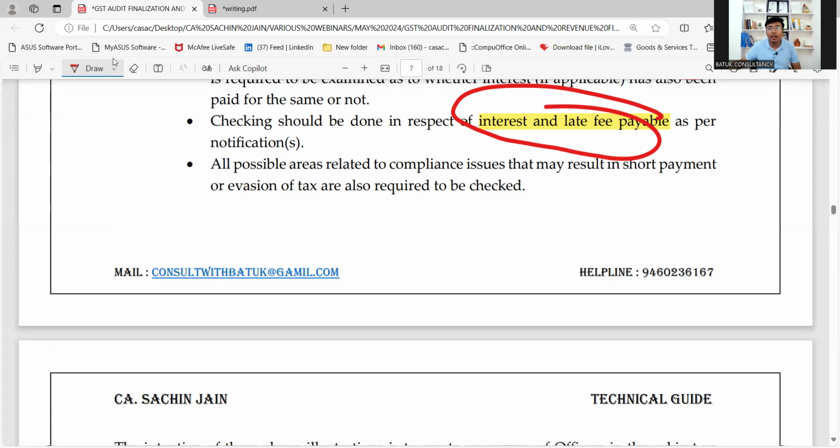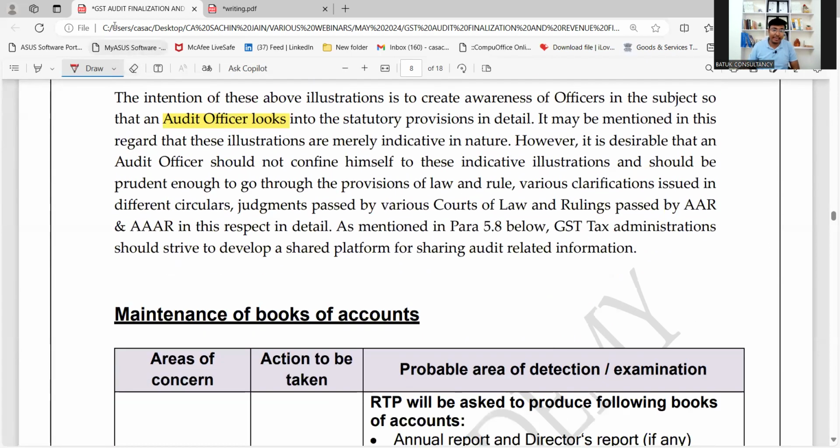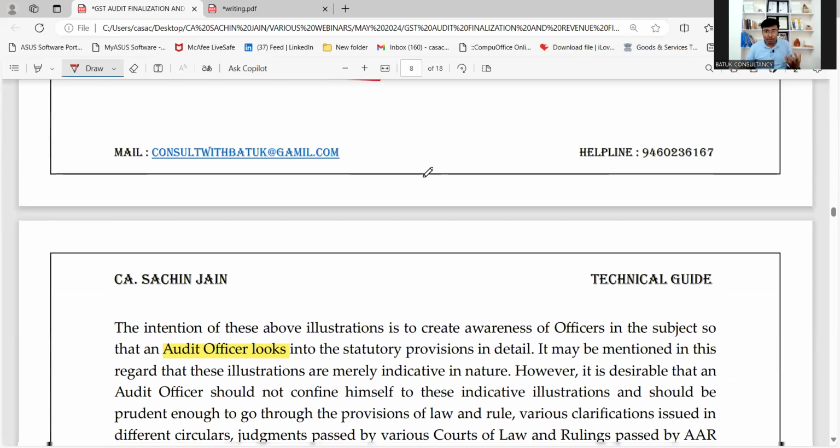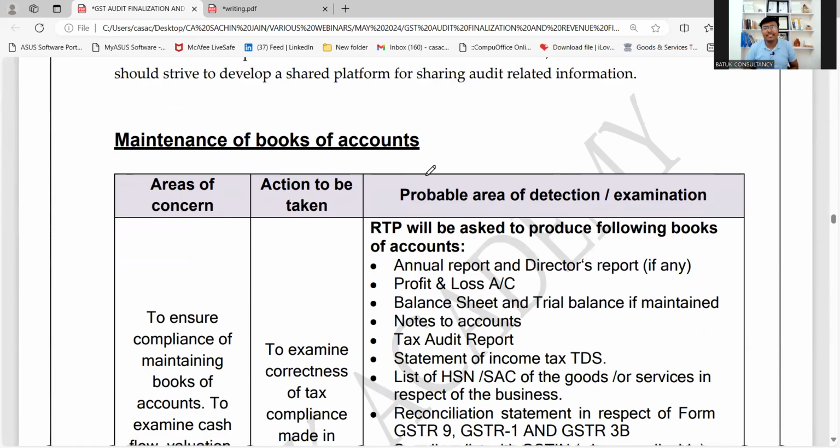No interest is there on the gross payment, because interest is applicable on net payment only. All possible areas related to compliance issues, they may result in short payment and evasion of tax are required to be checked. वो हम लोग एक एक करके डिस्कस करेंगे. So these are the important things which we need to check, or which we need to verify, or which we need to satisfy from that GST return analysis perspective. Okay, so these are the things which is very much important.